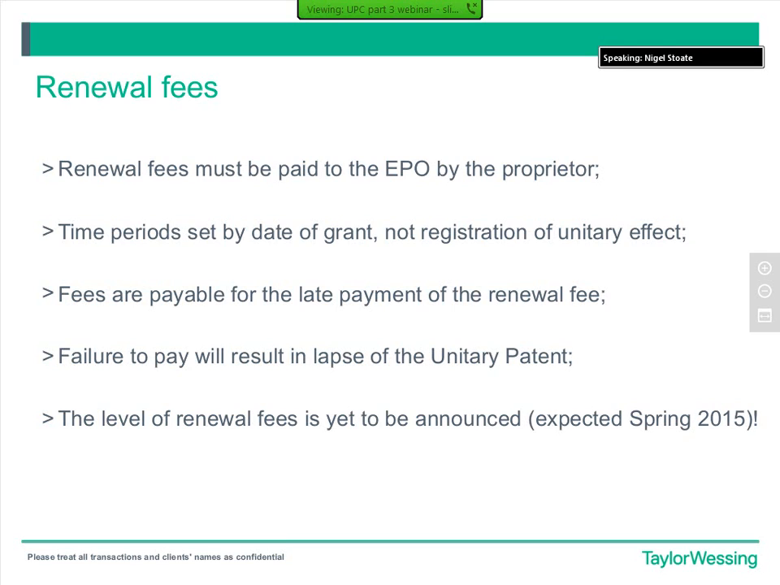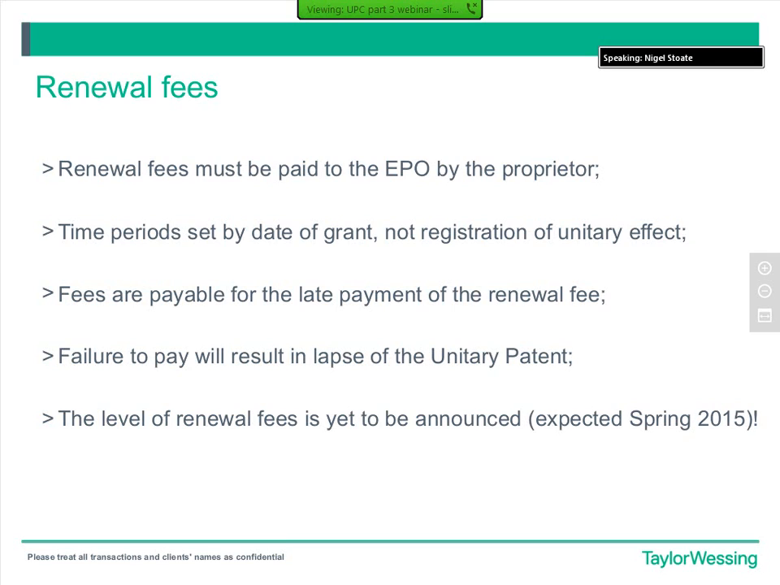Renewal fees for unitary patents must be paid by the proprietor to the European Patent Office. Renewal fees are due in respect of the years following the year of publication of grant of the patent, rather than the date at which unitary effect is entered in the register. Fees are payable for late payment of the renewal fee, and failure to pay a fee will result in the lapse of the patent.